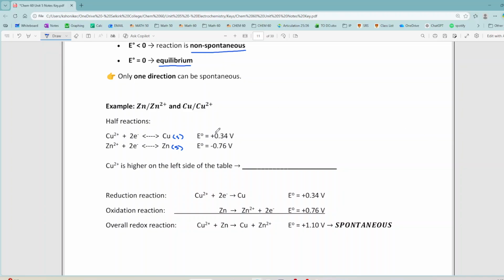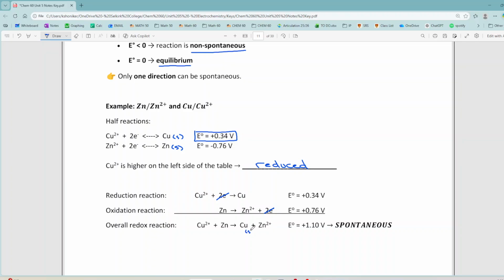Because the copper 2 plus has a more positive potential, it is higher on the table, it is the one that is going to be reduced. So we're going to write the copper 2 plus reaction as the reduction reaction, and we're going to write the zinc as the oxidation, and we're going to reverse its potential. So then the overall redox reaction, you're going to cut out the electrons, and you're going to say that copper ions and zinc form copper solid and zinc ions.